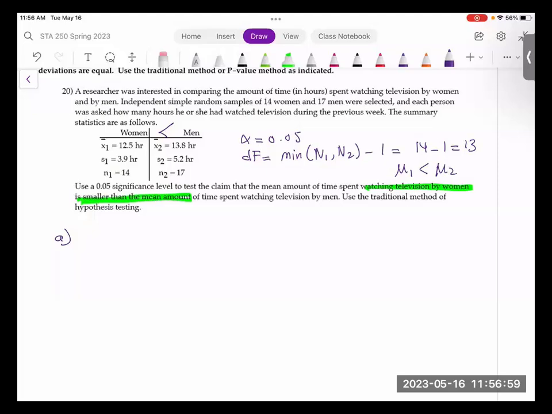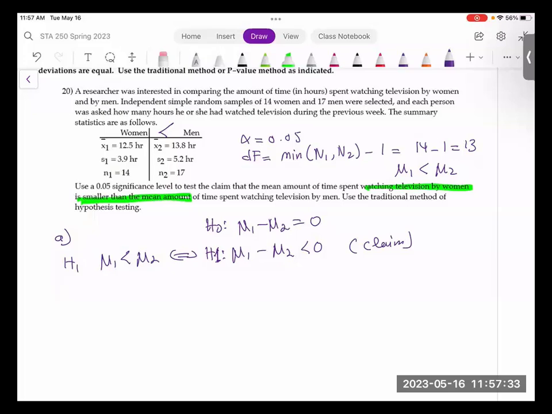So I need to write mu1 less than mu2 together. And this is going to be equivalent, then mu1 minus mu2 is less than 0. That's what I'm going to pick, right? And this is going to be my claim. Now, because there is no equal sign, this is going to be H1, right? So H1 is this one here. H0, which is the same one, mu1 minus mu2 equals 0, and that is not the claim. Are we good with this?